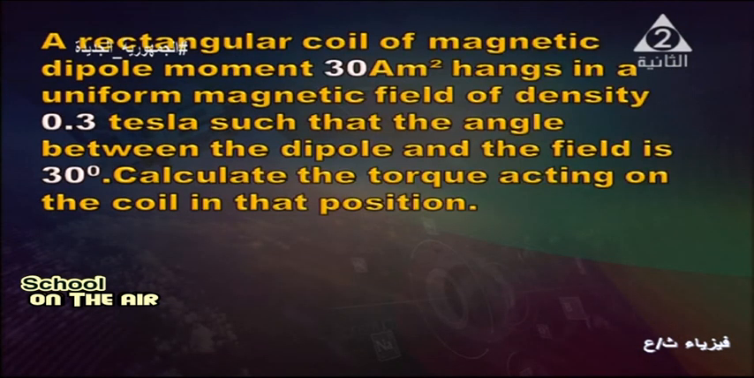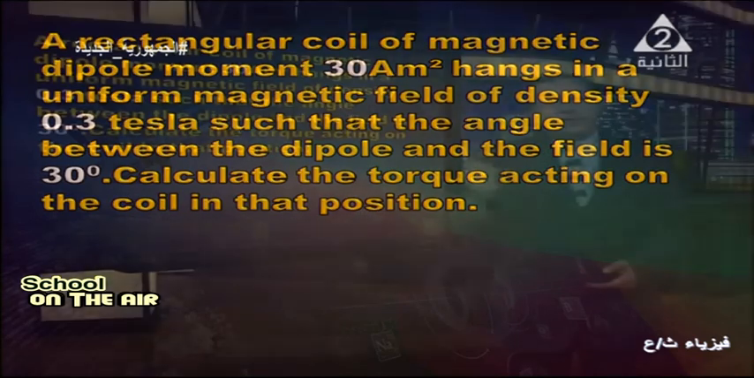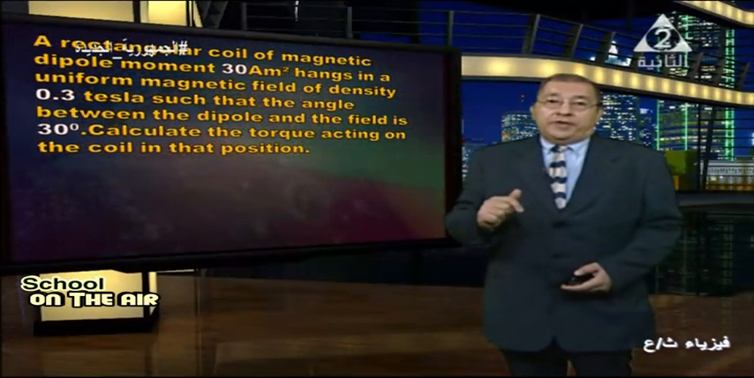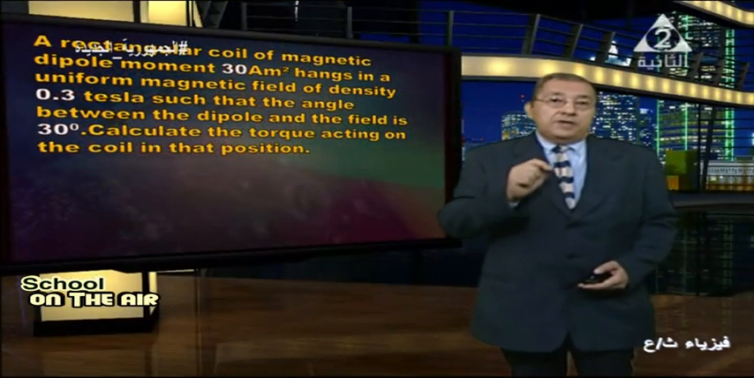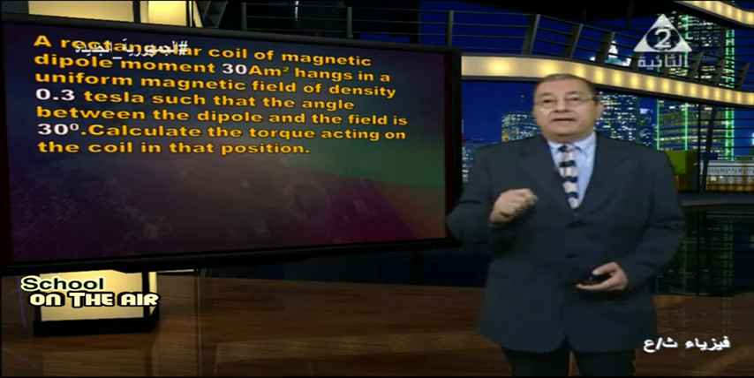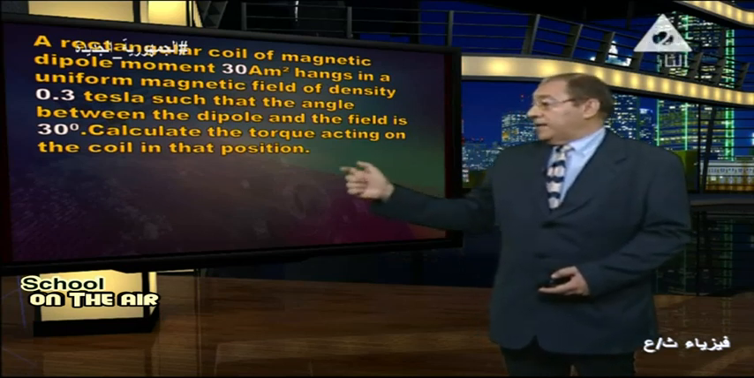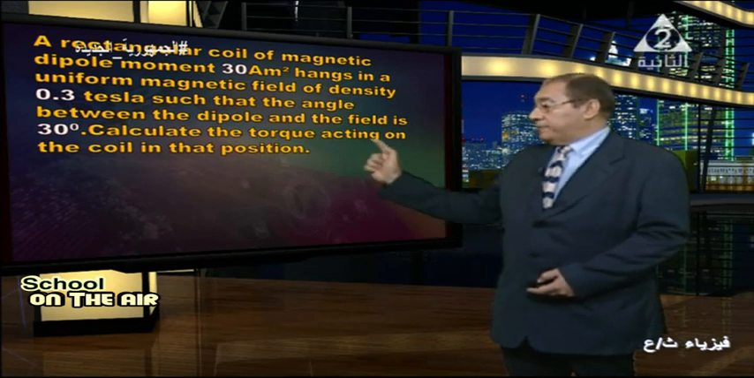Another choice. A rectangular coil of magnetic dipole moment 30 ampere meter squared hangs in a uniform field of density 0.3 Tesla, such that the angle between the dipole and the field equals 30. Angle between dipole and field, we'll use sine. When you use the formula of the torque, we'll use sine the angle. Calculate the torque acting on the coil in that position.